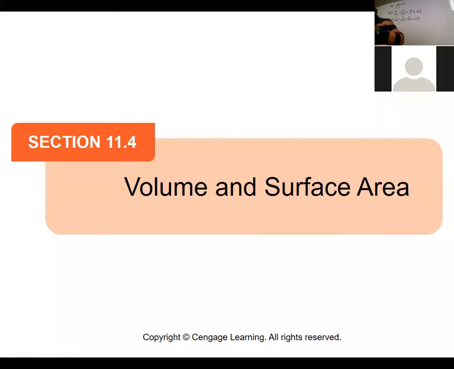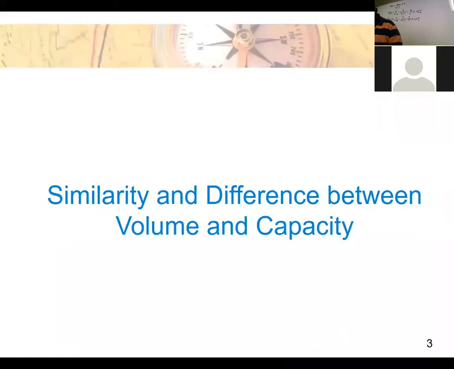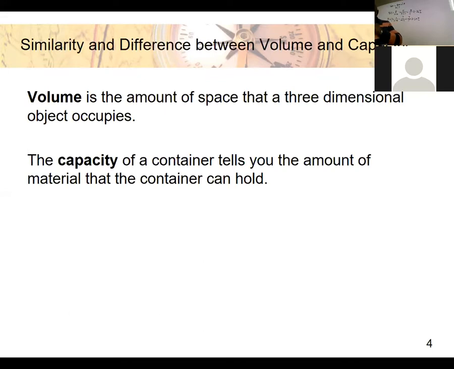Okay, so this is the only section that we will cover in chapter 11, and that deals with volume and surface area. Here we're just going to be looking at various geometric figures and finding their volume and their surface area. One part would be volume, the other part would be surface area. We'll talk about similarity and difference between volume and capacity.